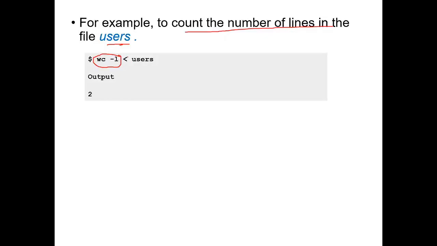Now this command is taking the input from this file. So wc -l is taking the input from this users file, and based on that it is showing the output. Two lines are available in that users file. In this way, one command takes input from another command or file.